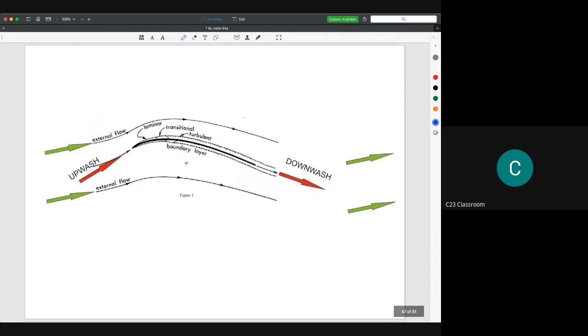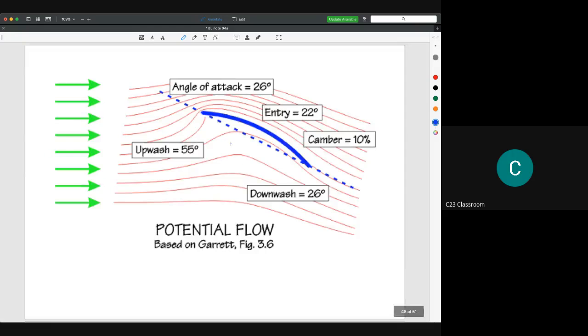And then about the downwash here, the downwash is actually the velocity at the end of the airfoil. So the imaginary of the laminar and turbulent boundary layer can be seen in this diagram. So this is the idea. At a certain angle of attack, the engineer may be looking for the inlet angle here and the outlet angle here. Sometimes they call it the upwash angle 55 degrees and the downwash angle here is 26 degrees.